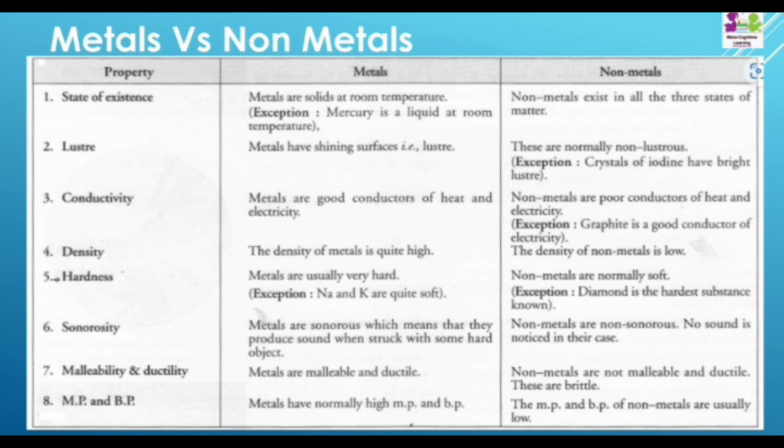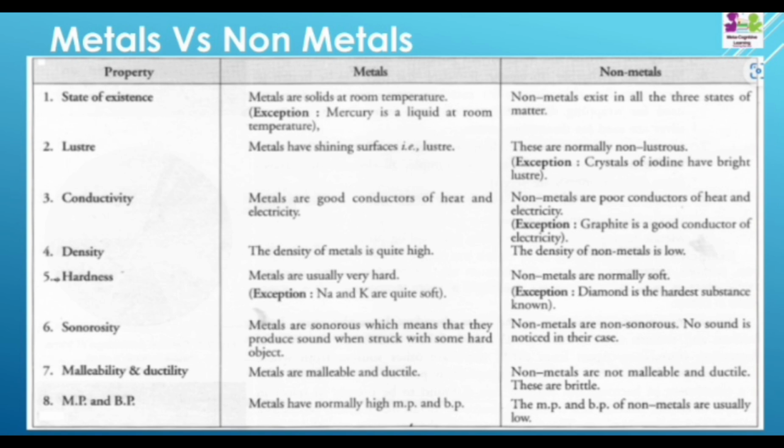Whereas non-metals are usually soft, and diamond is an exceptional case. Diamond is another allotropic form of carbon. So even though it is a non-metal, it is the strongest substance in the world. You cannot melt it, you just need to cut it. It is that strong. So that is the exception with respect to the property of hardness for non-metals.